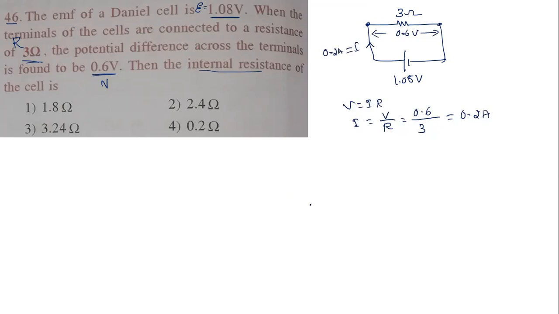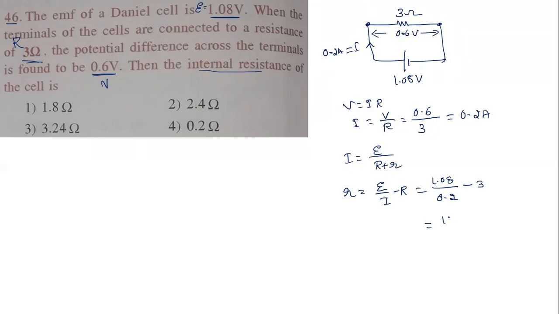Now we need to find internal resistance, then it will be easy. What is the formula for finding internal resistance? It is I = E/(R + r). So I need to find r, then r = E/I - R. So E is how much is given? 1.08 divided by current, which is 0.2, minus external resistance 3.